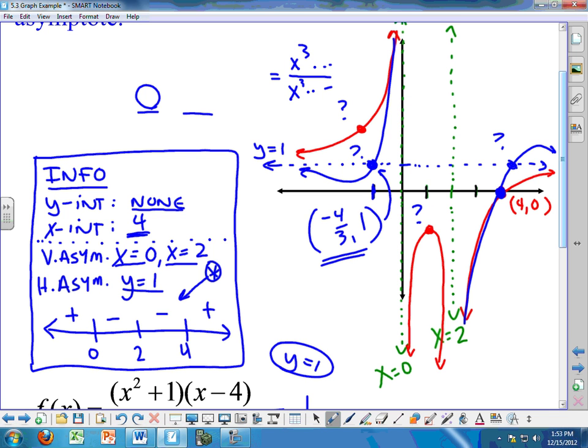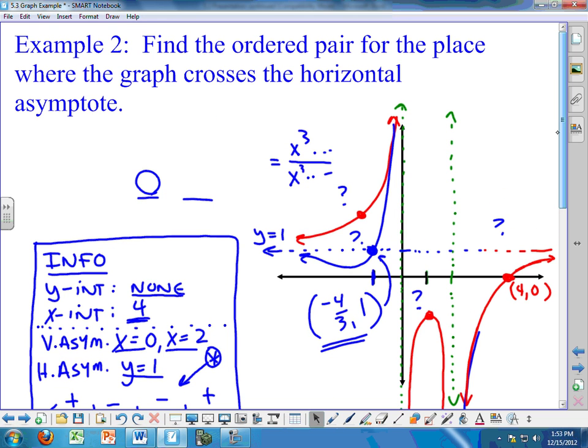So we found that special place, and over on the right side, I've kind of made a mess of my graph now, but on the right-hand side, it looks like what was in red originally is correct. It came up through 4, 0 and did not intersect that horizontal asymptote. All right, so the answer to the original question, find the ordered pair for the place where the graph crosses the horizontal asymptote: negative 4/3, 1.